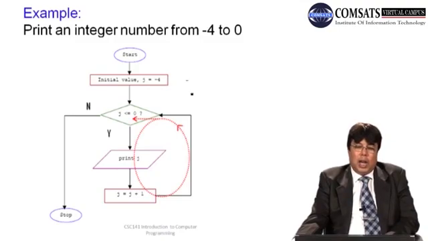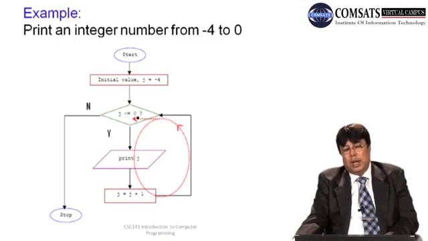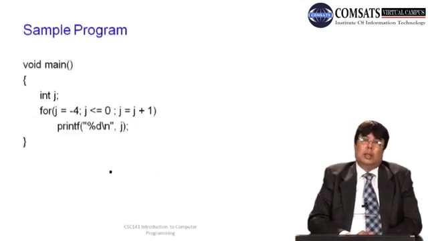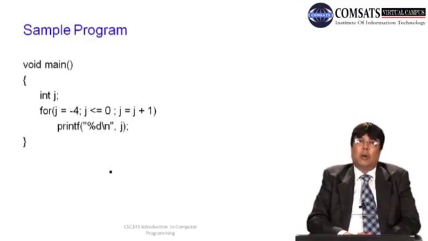Then we say that if j is less than or equal to 0, क्योंकि आप चाहते हैं 0 भी print हो, so we said if j is less than or equal to 0, if yes, print the value of j, then you increment the loop counter, j is equal to j plus 1, go up, increment, go up, increment, go up. Once the value of j increases from 0, it becomes 1, so it is not less than or equal to 0. So the answer is no, you will stop here.